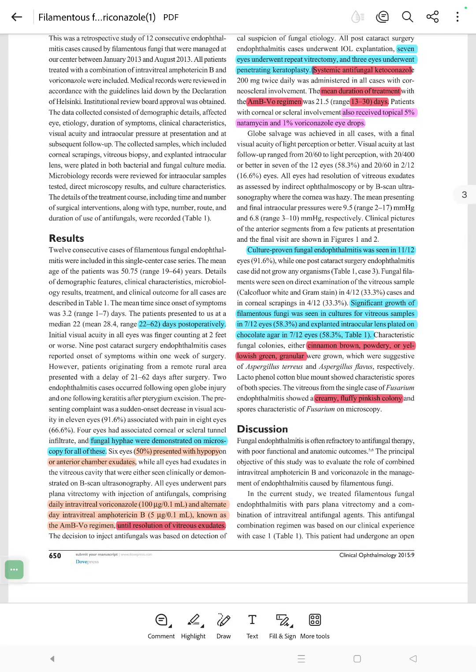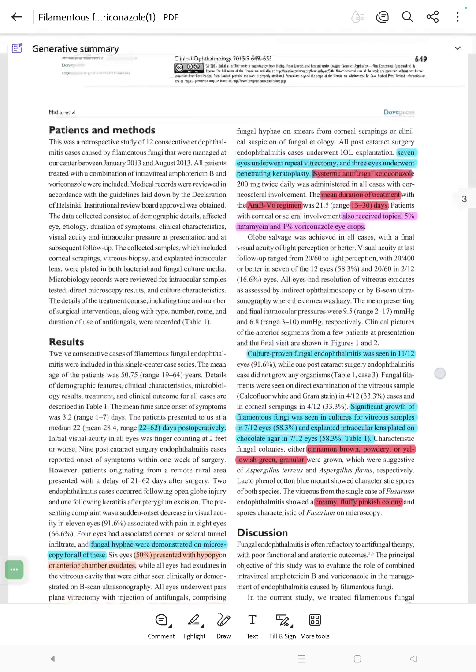On going through the results, the patients mostly presented to the hospital at 22 to 62 hours post-operatively. Fungal hyphae were demonstrated on microscopy in all 12 patients, and 50% of the patients presented with hypopyon or AC exudates. Daily intravitreal voriconazole at a dose of 100 microgram per 0.1 ml, and alternate-day intravitreal amphotericin B at a dose of 5 microgram per 0.1 ml, was given. This was known as the amphotericin B voriconazole regimen, and it was repeated until resolution of the vitreous exudates.